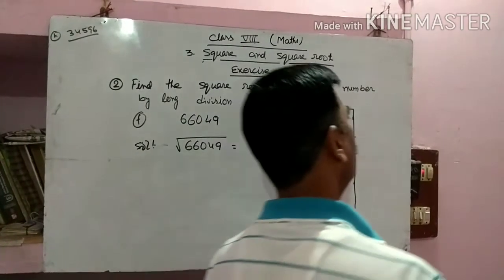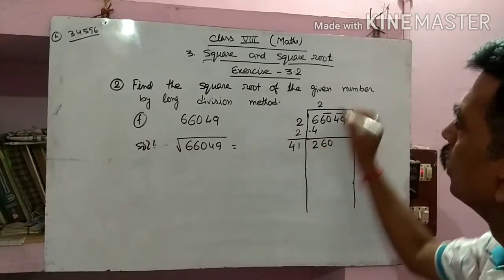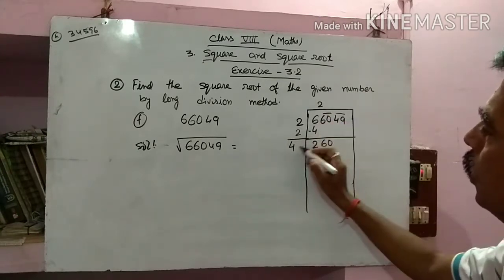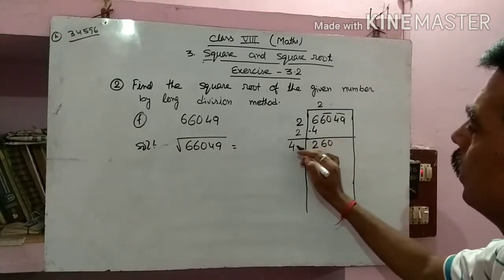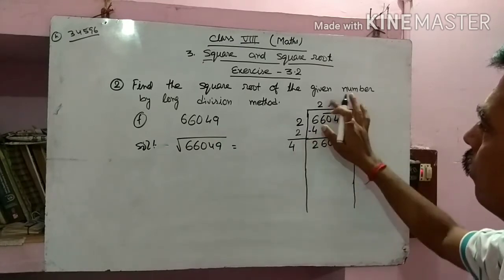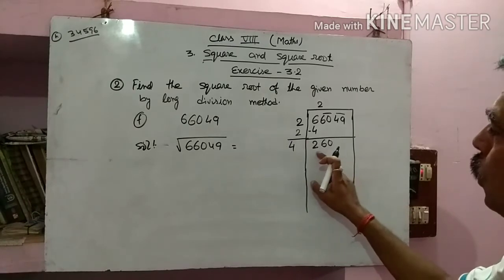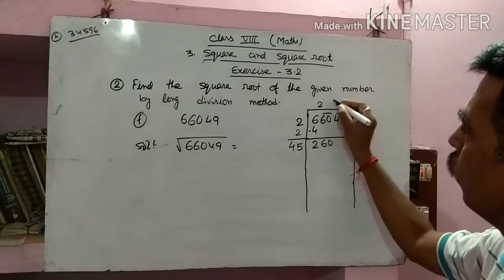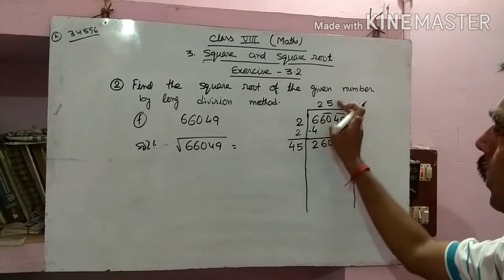If we multiply by that number itself, suppose there is 1, we have to multiply 41 into 1, which is 41. If we write 2 here, that means 42 times 2. If we write 3 here, it will be 43 times 3. In that case we have to see that 260 is written. It means if we multiply 5 times, we will get the value nearer to this one. So this one is 5.